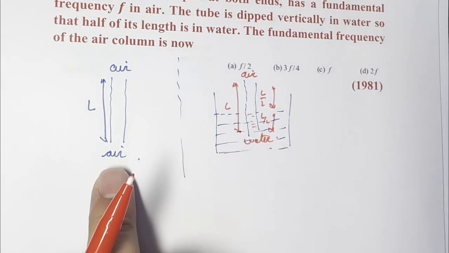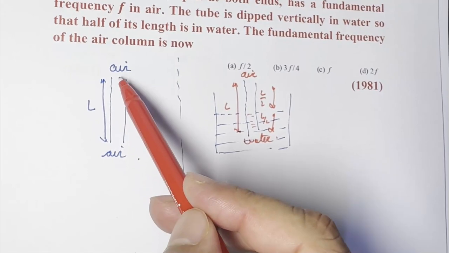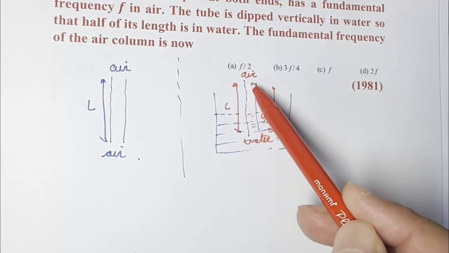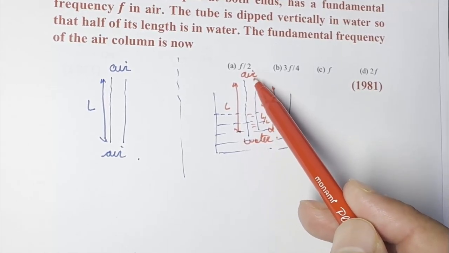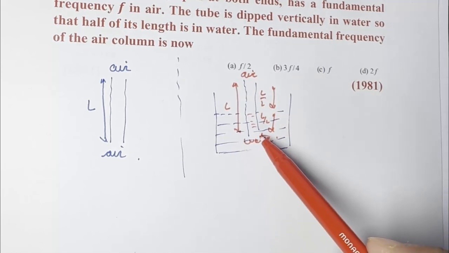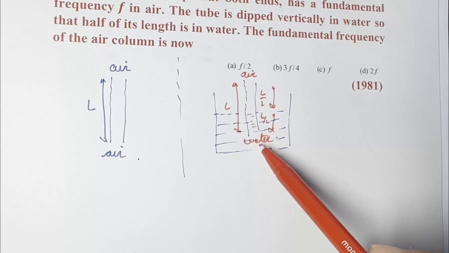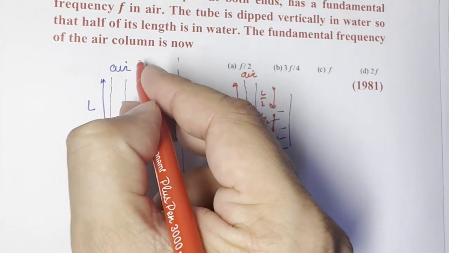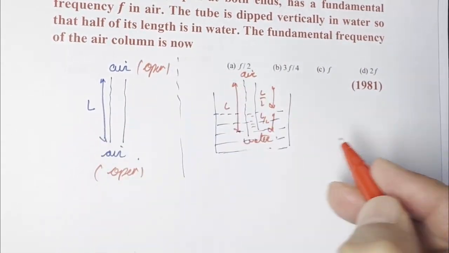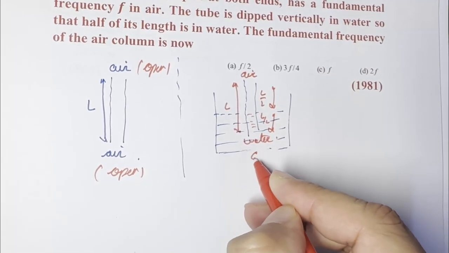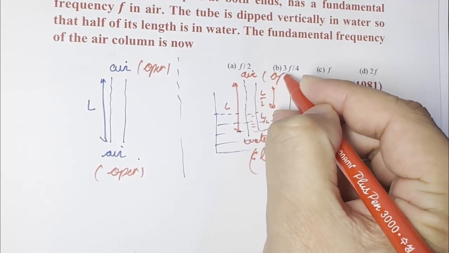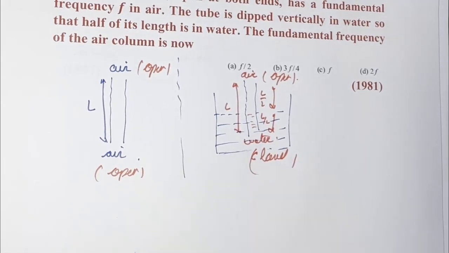So the major difference is that when it is in air, both the ends are open, but as soon as we dip it in water, the end which is still in contact with the air is going to act as open, and the end which is in contact with the water is going to act as closed. So this is our open end and this is also an open end, and with water this will be our closed end, whereas in air it is still open.